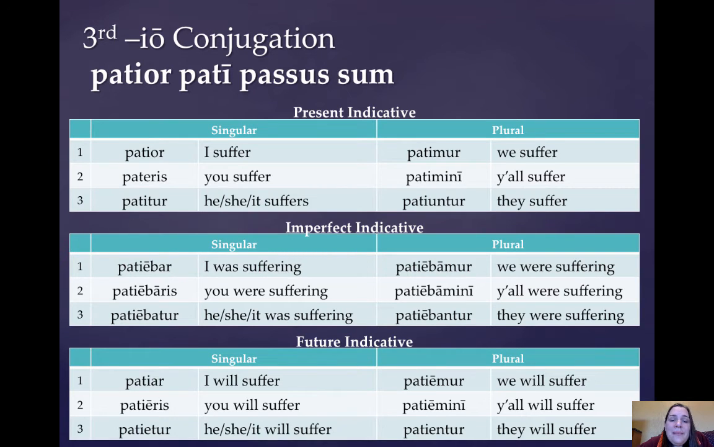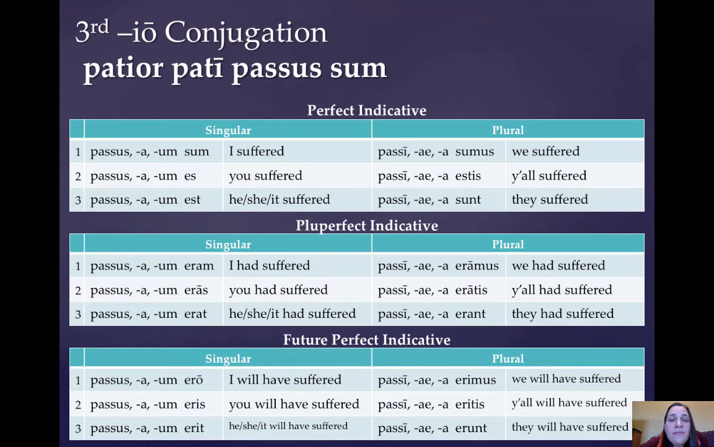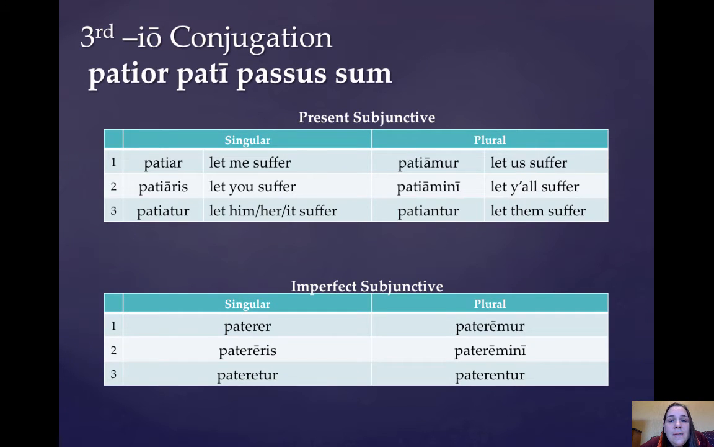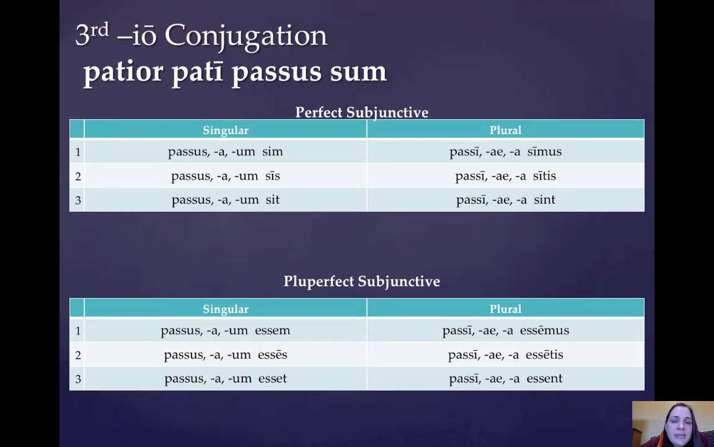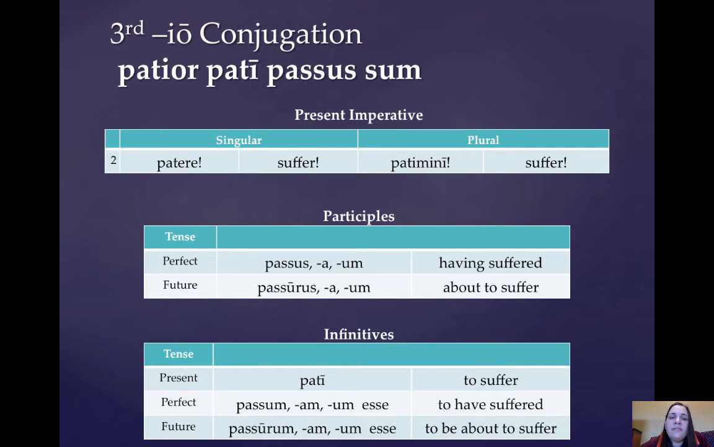So we have the present, imperfect, and future of the third IO, the perfect, pluperfect, and future perfect, the present subjunctive and the imperfect subjunctive, the perfect and the pluperfect subjunctive, and then our imperative, singular patere, plural patimini, suffer. The participles, passus having suffered, or passūrus about to suffer. And then the infinitives, patī, to suffer, passum esse, to have suffered, passūrum esse, to be about to suffer.